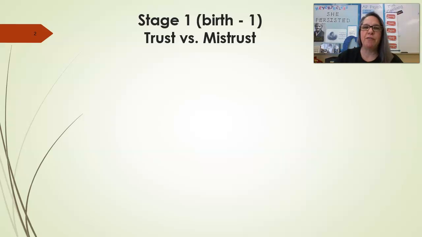All right. So the first stage occurs from birth to 1 year old. And the issue is trust versus mistrust. And really, we name these stages based on the issue. Okay, so the name of the stage is trust versus mistrust. And that is the issue.